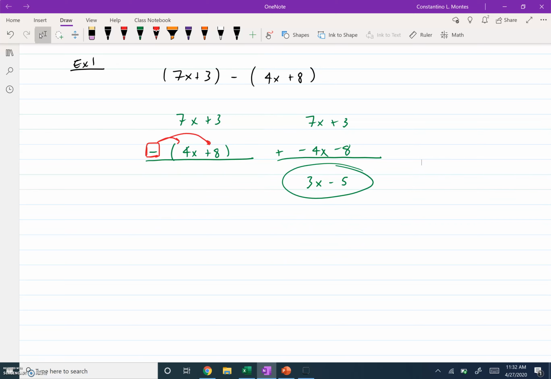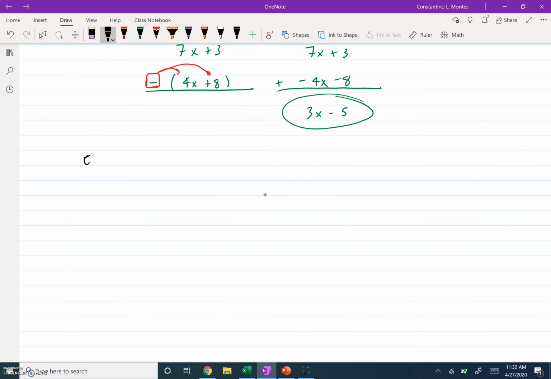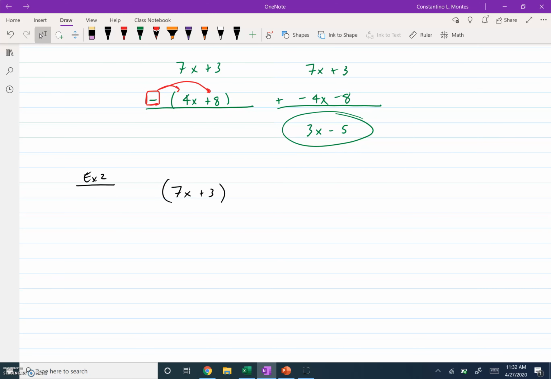Let's do another example. Let's try example 2. Same instructions. We're still subtracting the two polynomials, 7x plus 3. And we're going to subtract off. Oh, we just did that example, didn't we? Whoops, I'm sorry. Erase that. Let's do this one. We're going to step up our game here.